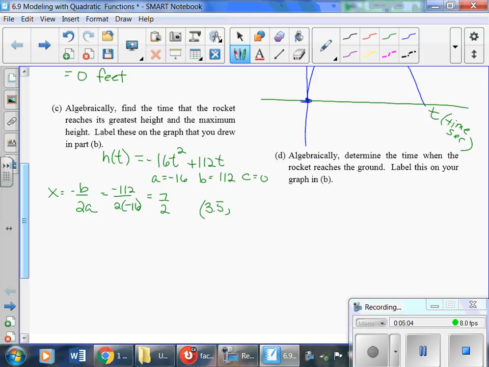So now to find y, we're going to write down our equation, and I'm going to leave out the t so that I can put in my 3.5. And then I do that and I get 196 feet. So here I would take a minute, even though this is my answer, and say the rocket reaches its greatest height at 196 feet. Please don't leave out the details, okay?